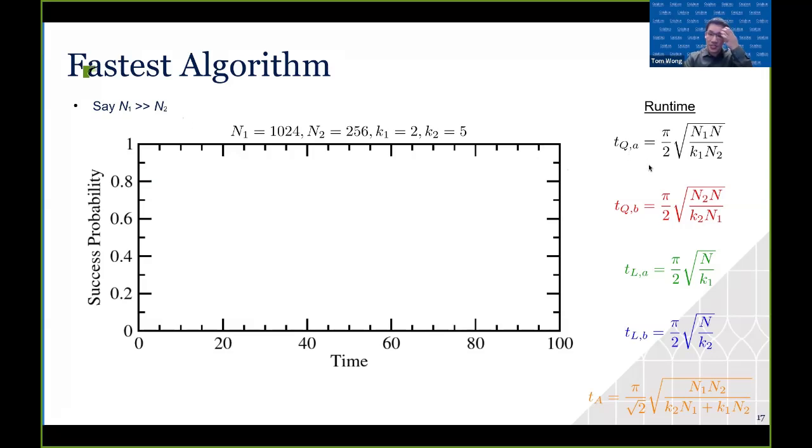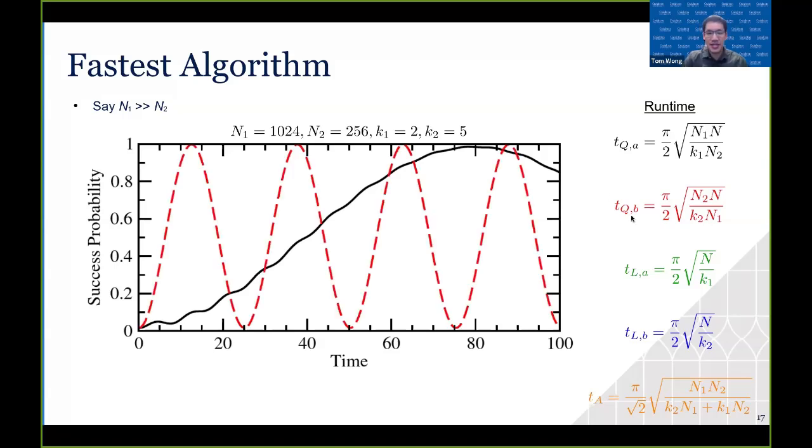So TQA, I'll just go in order. TQA is going to look like this. This one is the slowest one. So the success probability starts off really small, and it takes up to time about 80 to reach the success probability of 1. TQB, this one very quickly finds a marked vertex. It only takes time, I don't know, what's that? 13, 12, 13, to reach a success probability of 1. This one was the fastest one.